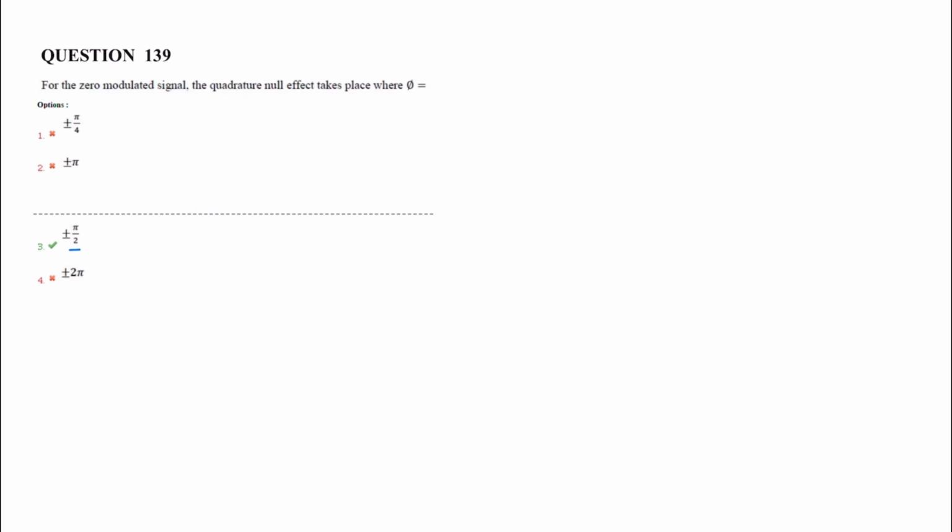Next question. Question number 139: for the AM modulated signal, quadrature null effect will take place when phi is equal to, obviously, plus or minus 90. When phi value is plus or minus 90 degrees, then quadrature null effect will take place. Let us see the derivation for this.